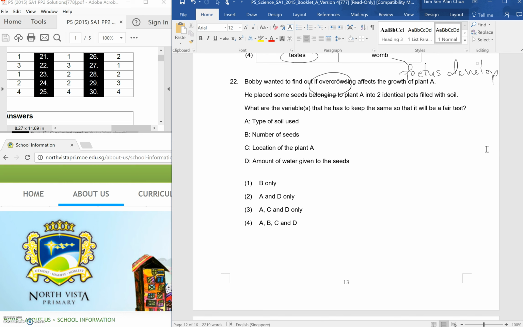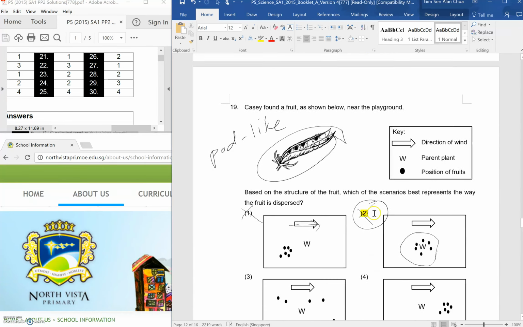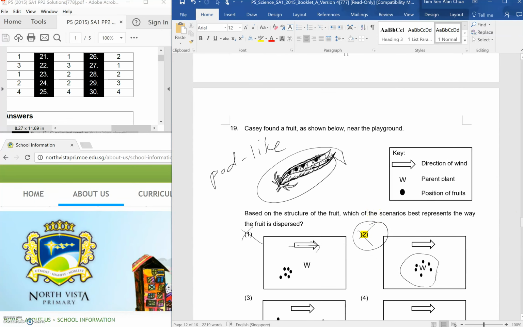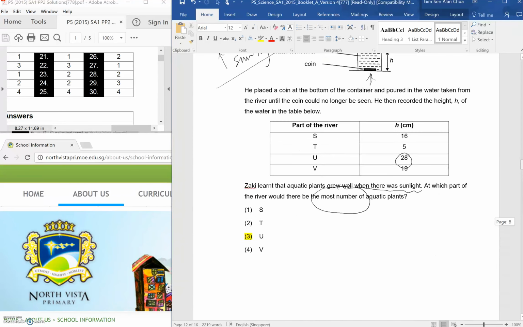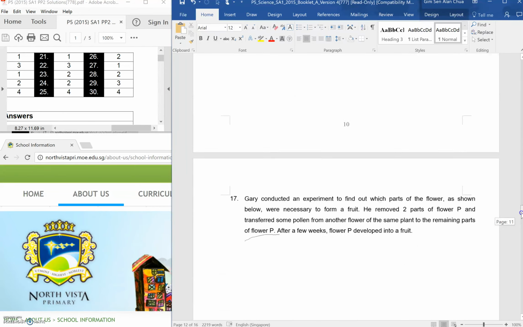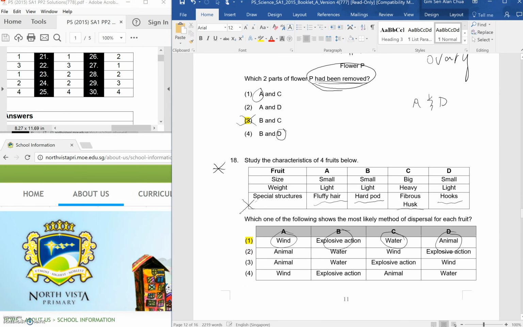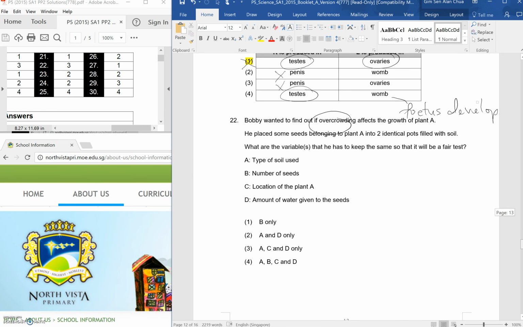Okay, we talked about fair test in the previous question. Let me just scroll up to remind you of which question it is. We spoke about fair test over here, question number 11. So we say that fair tests are about keeping every variable the same except for the one that we test. So what are we testing? How to test for overcrowding?